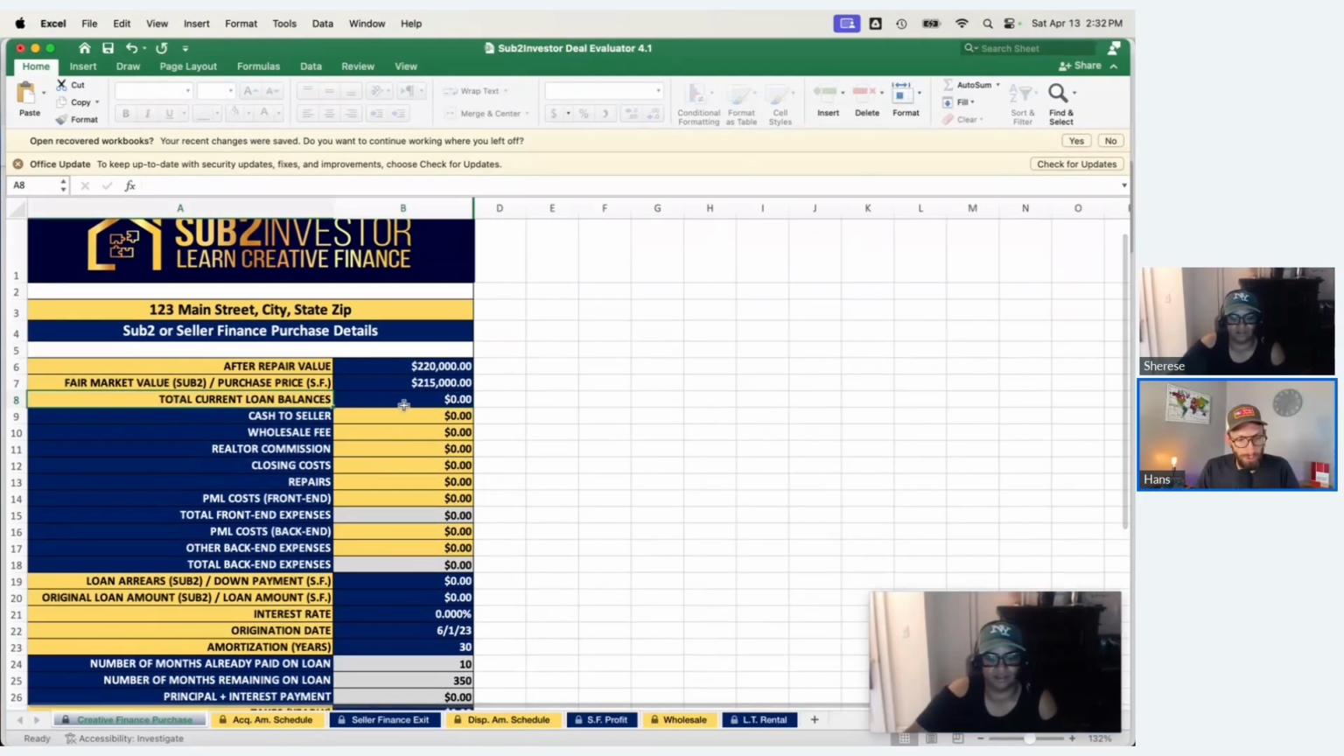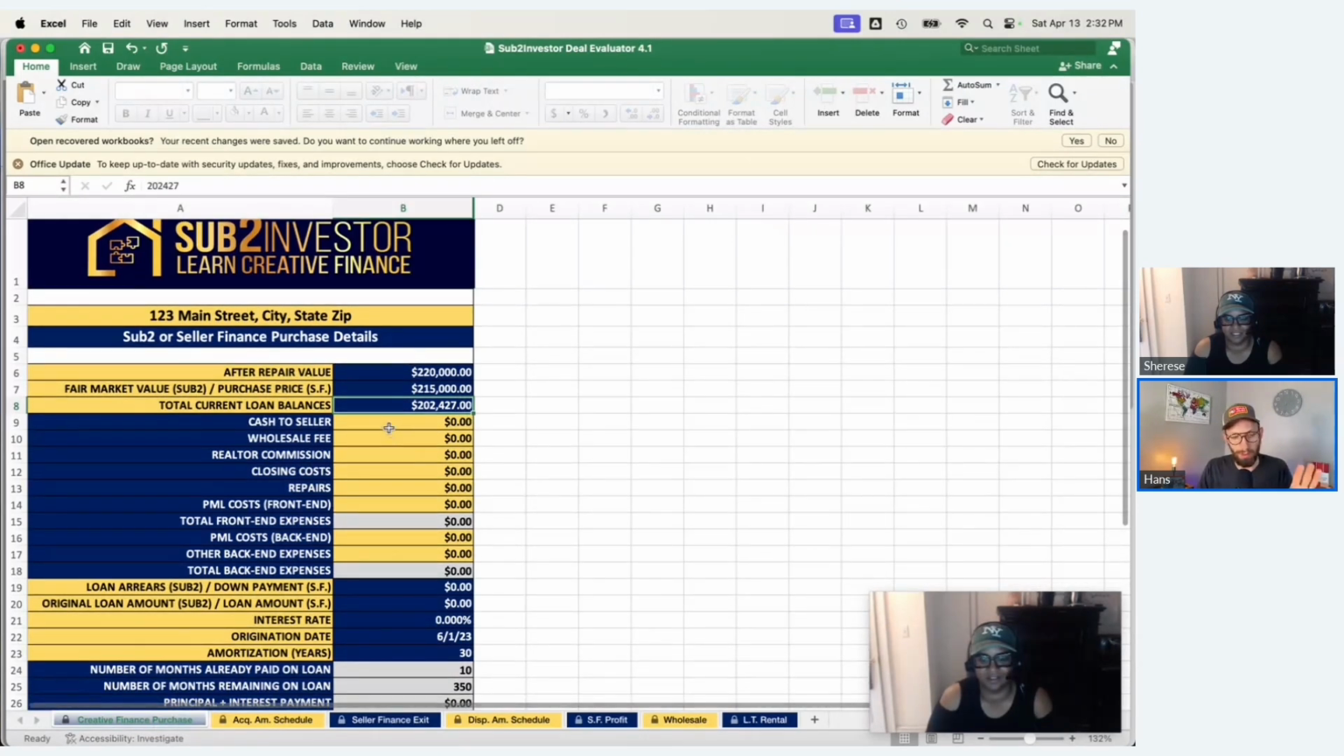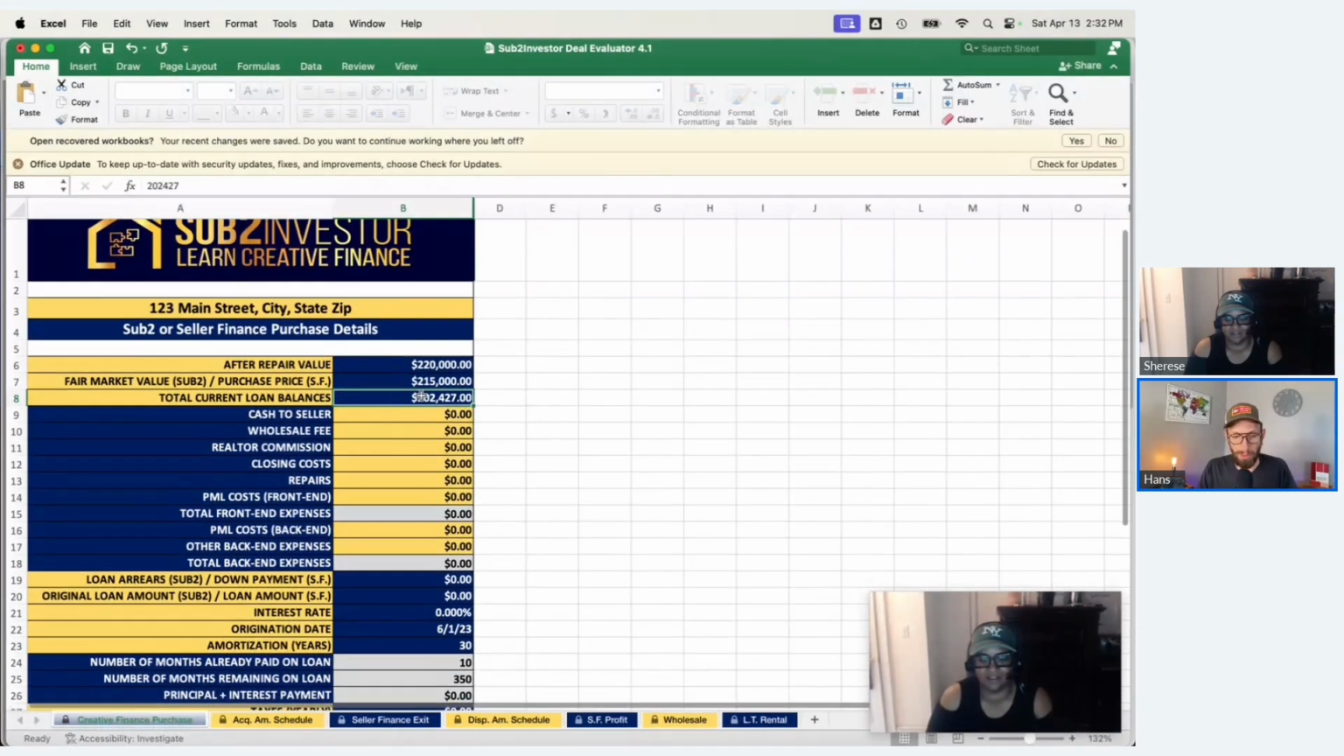Okay. Total current loan balances. I see an outstanding principal balance of 200,427. This is assuming there's no second mortgages, HELOCs, things of that nature, partial claims. Assuming we just got one loan, and a title search is going to reveal whether there's other liens against the property. But assuming we just got this one loan, then this is the total current loan balances.